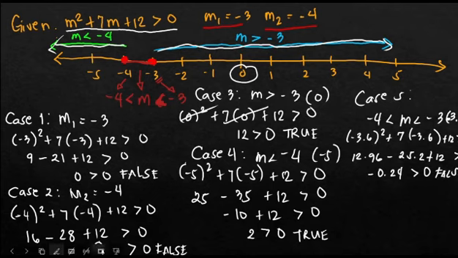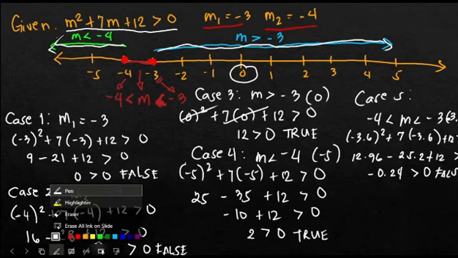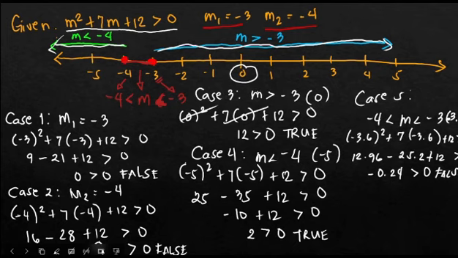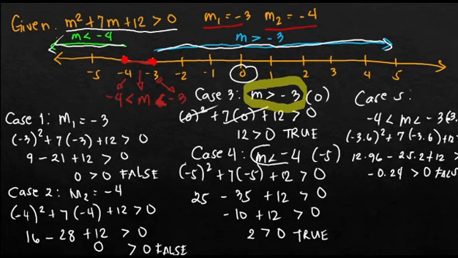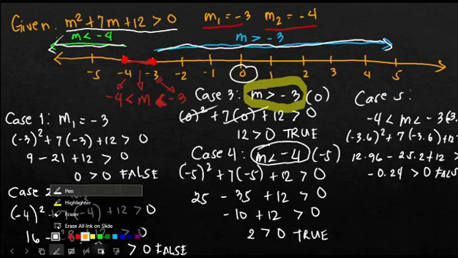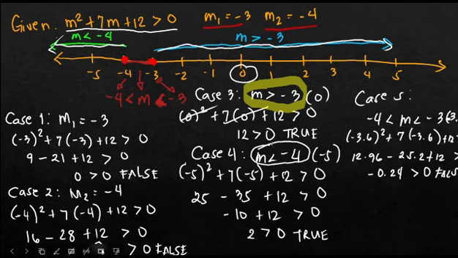So as you can see through observing, the only cases that satisfies the inequality are m greater than negative 3 and m less than negative 4. So those are the inequalities that satisfies the given. And then we write it here as our final answer.